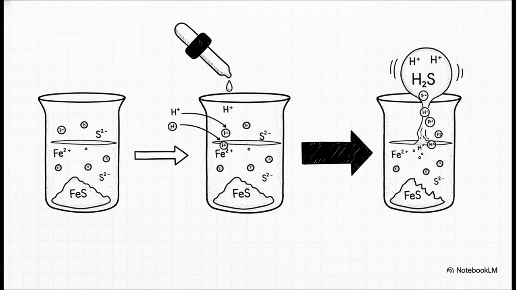Here's the game plan. Our solid FeS is in this delicate balance with its dissolved ions. But when we add a strong acid, those hydrogen ions act like little magnets for the sulfide ions. They snatch them up and react with them, pulling them completely out of the solution as hydrogen sulfide gas. And what does Le Chatelier's principle tell us? We've just removed a product, so the reaction has to shift to the right to try and replace it. And the only way it can do that is by dissolving more of the solid FeS.